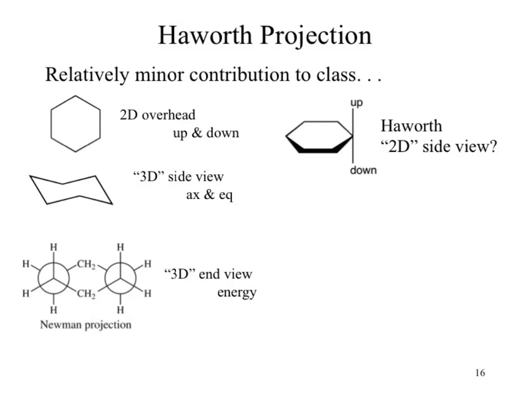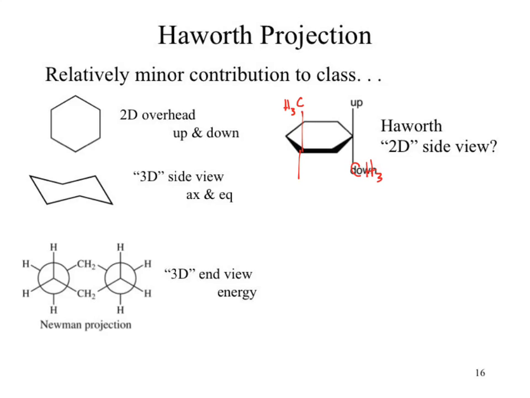What that does is the wedges and dashes that we had on our 2D overhead are now very clearly going either up or down on our Haworth projection. So we have an up position and a down position here. So if I put a CH3 here and a CH3 over here, what is the relationship between those two CH3s?